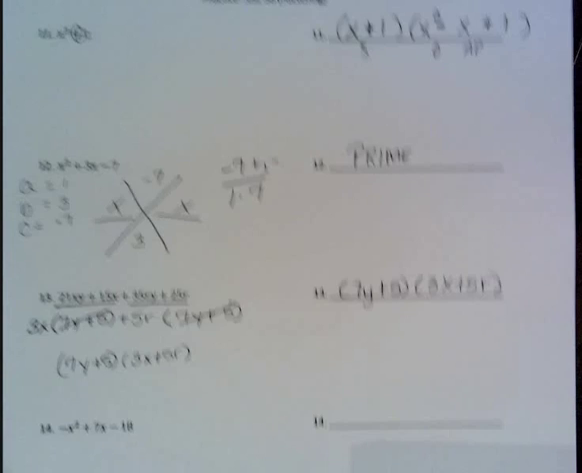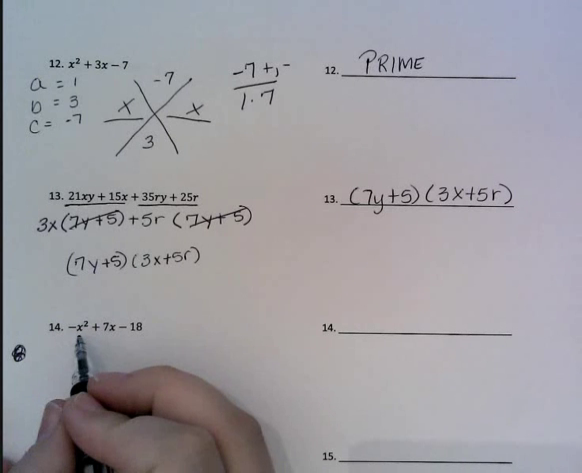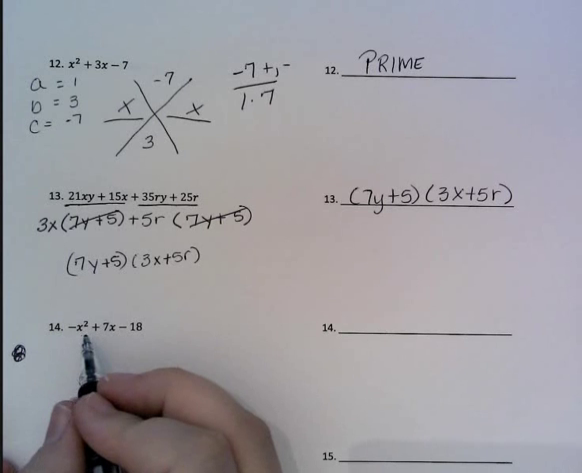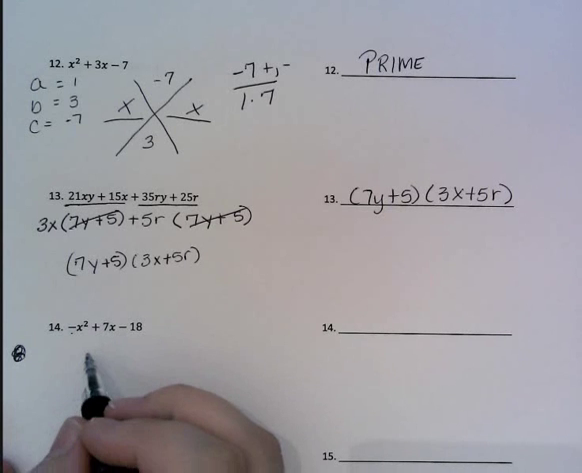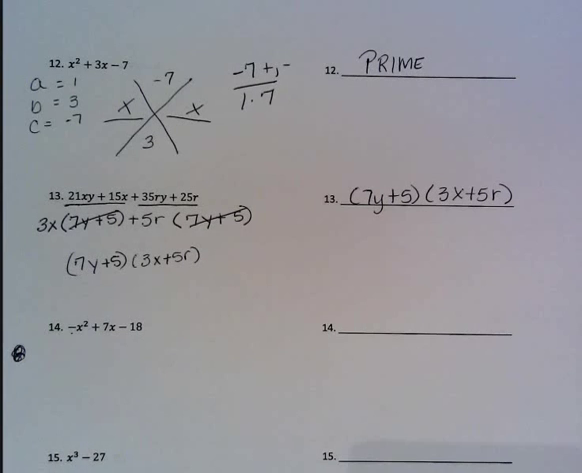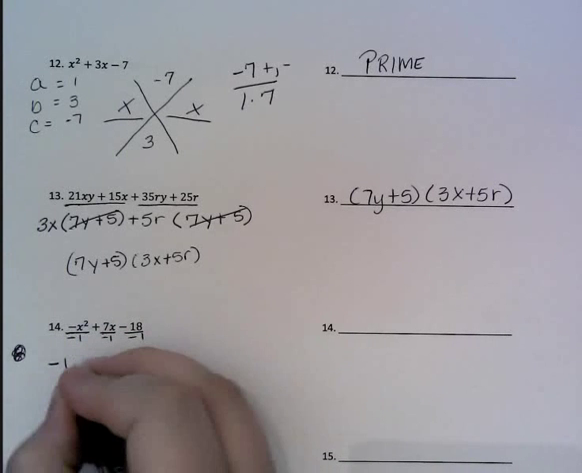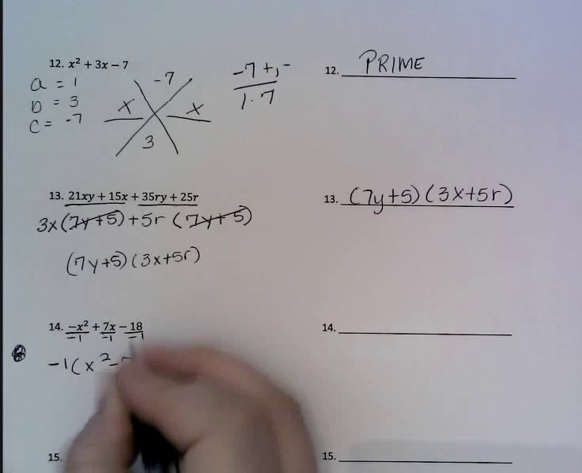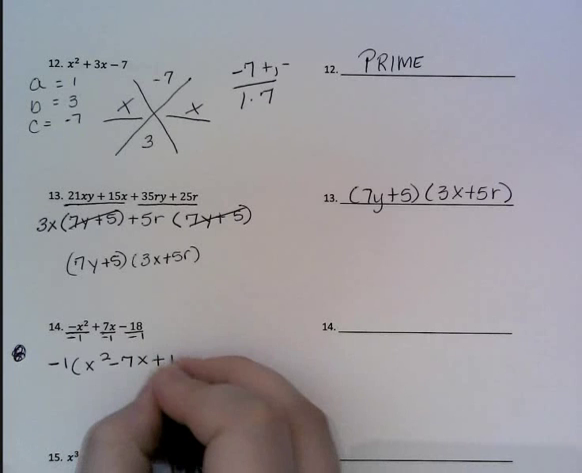Number 14. Okay, number 14, step 1 is to see is there a greatest common factor. So I have a negative x squared, a 7x, and a -18. Well, there's no number that they have in common, but we can take out a -1 because you never want that leading coefficient to be negative. So when I pull out that -1, I'm left with x squared minus 7x, because 7x divided by -1 is -7x. -18 divided by -1 is a +18.